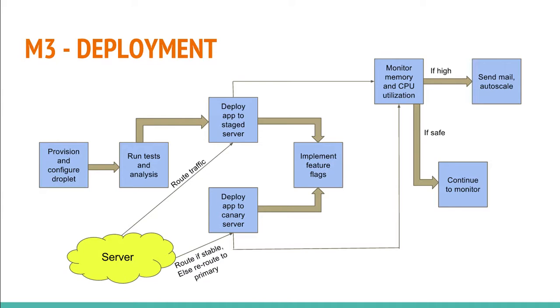We also implemented a feature flag which would be toggled on or off in production environment. Apart from this, we also did a canary release and routed a percentage of traffic to this staged release. If it threw any error, we stopped routing traffic to it.